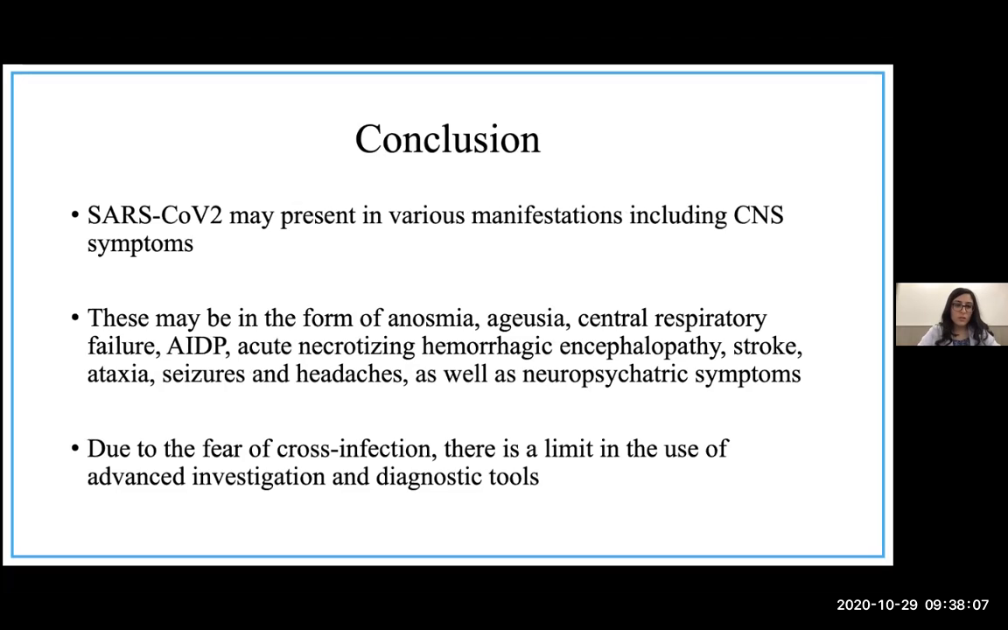So in conclusion, SARS-CoV-2 may present in various manifestations, including CNS symptoms. These may be in the form of anosmia, ageusia, central respiratory failure, etc., all of the ones I've mentioned. And due to fear of cross-infection, there is a limit in the use of advanced investigation and diagnostic tools.